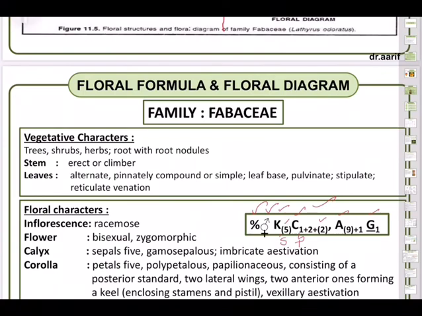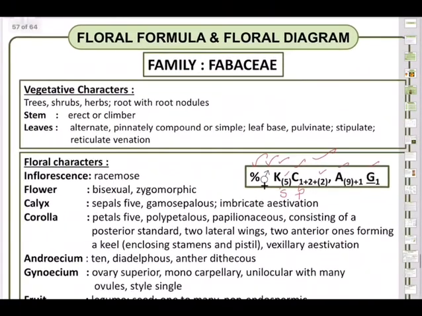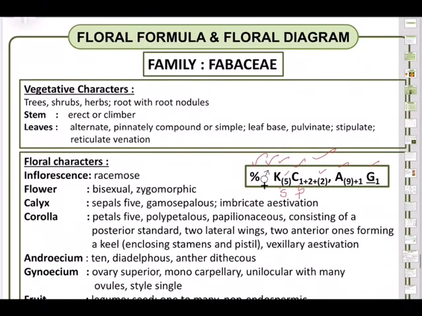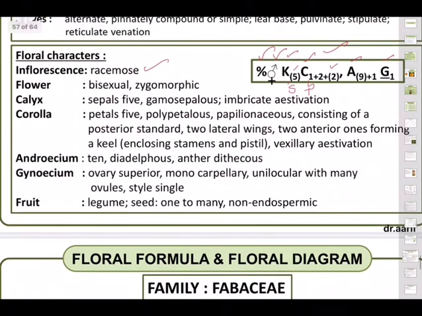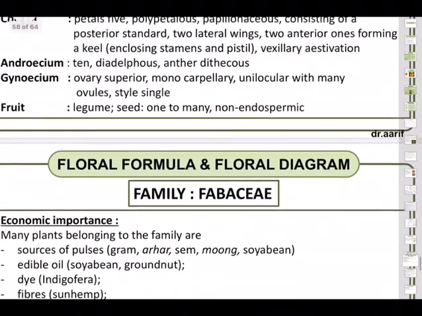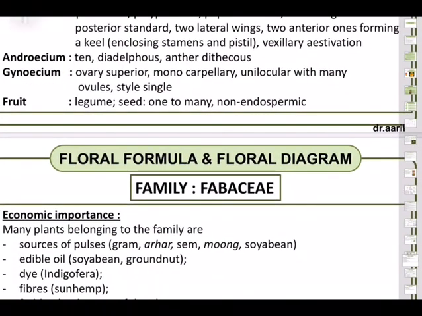So whatever characteristics we are seeing here, look at this. Inflorescence, racemose inflorescence, and flowers bisexual, zygomorphic, calyx. All this, whatever we are describing here, you are just representing through one formula. So this is easy. If you remember this floral formula, then based on this you can draw the floral diagram. Based on the floral diagram, you can write all the characteristics.